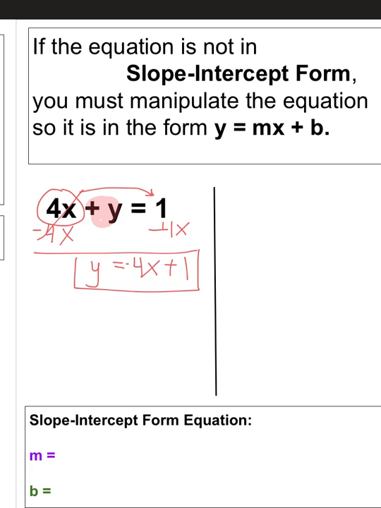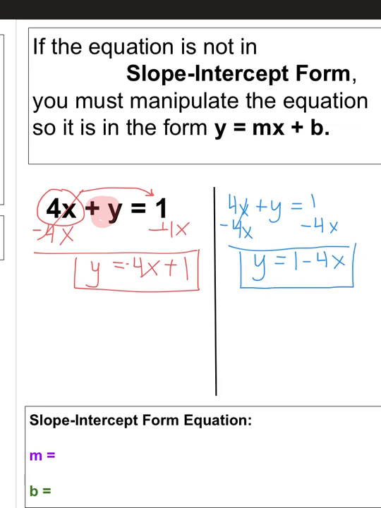Now sometimes, which is the same thing, if I have my equation 4x plus y equals 1, and I subtract the 4x from both sides, you may see it written, but not very often, where it's y equals 1 minus 4x. We'll still have the equation in slope-intercept form, but because it's y equals mx plus b, we try to put it in slope-intercept form with the mx part first.